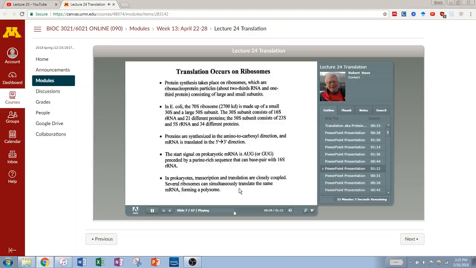The messenger RNA is translated in the 5' to 3' direction, and proteins are synthesized in the amino to carboxyl terminal direction. The start signal for prokaryotic messenger RNA is AUG, or sometimes GUG, preceded by a purine-rich sequence that can base pair with the 16S ribosomal RNA. In prokaryotes, transcription and translation are closely coupled. Several ribosomes can simultaneously translate the same messenger RNA, forming a polysome.